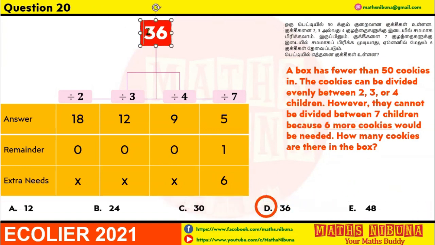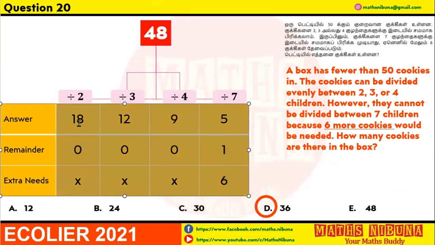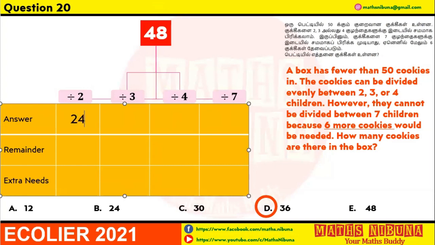Okay, but I want to test also the next one. We test also the last one, to make sure we did it correctly. 48 divided by 2 is 24. No remainder, no extra needed. 48 divided by 3 is 16. Okay, I think you can do the division. There is no remainder, that means no need for extra. 48 divided by 4 is 12. So also no remainder, no need for extra.